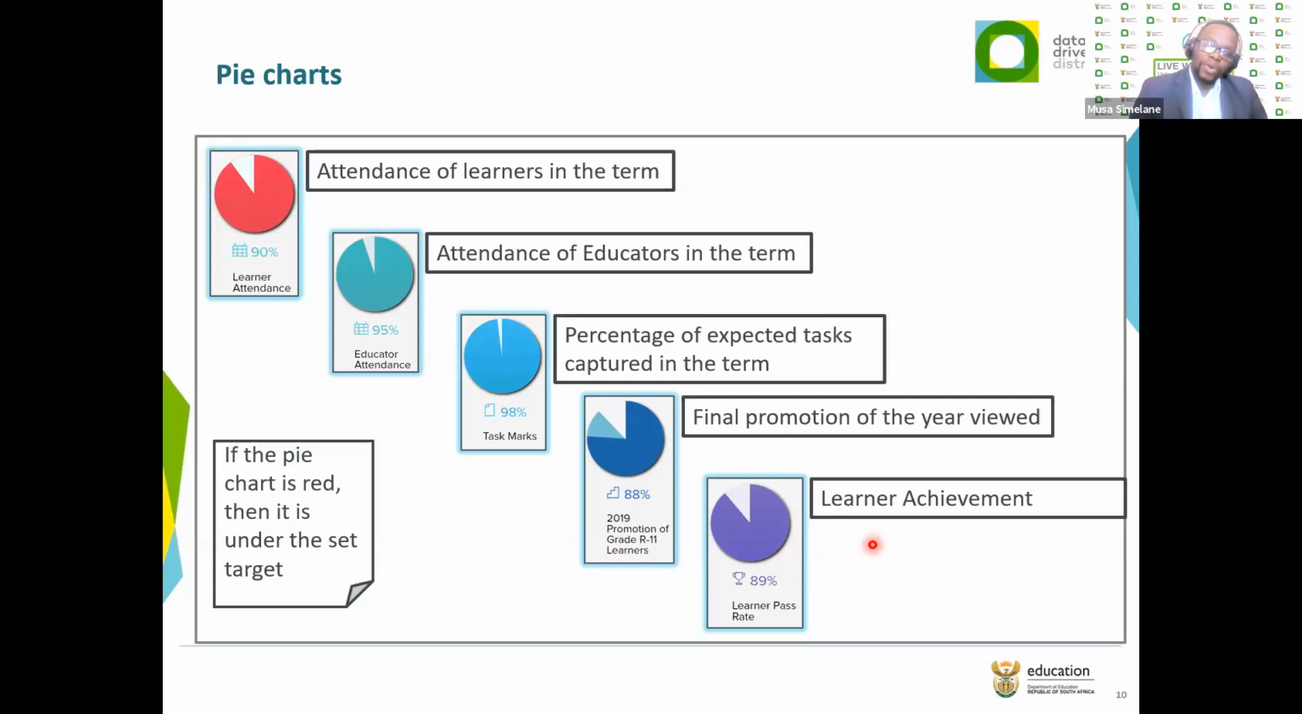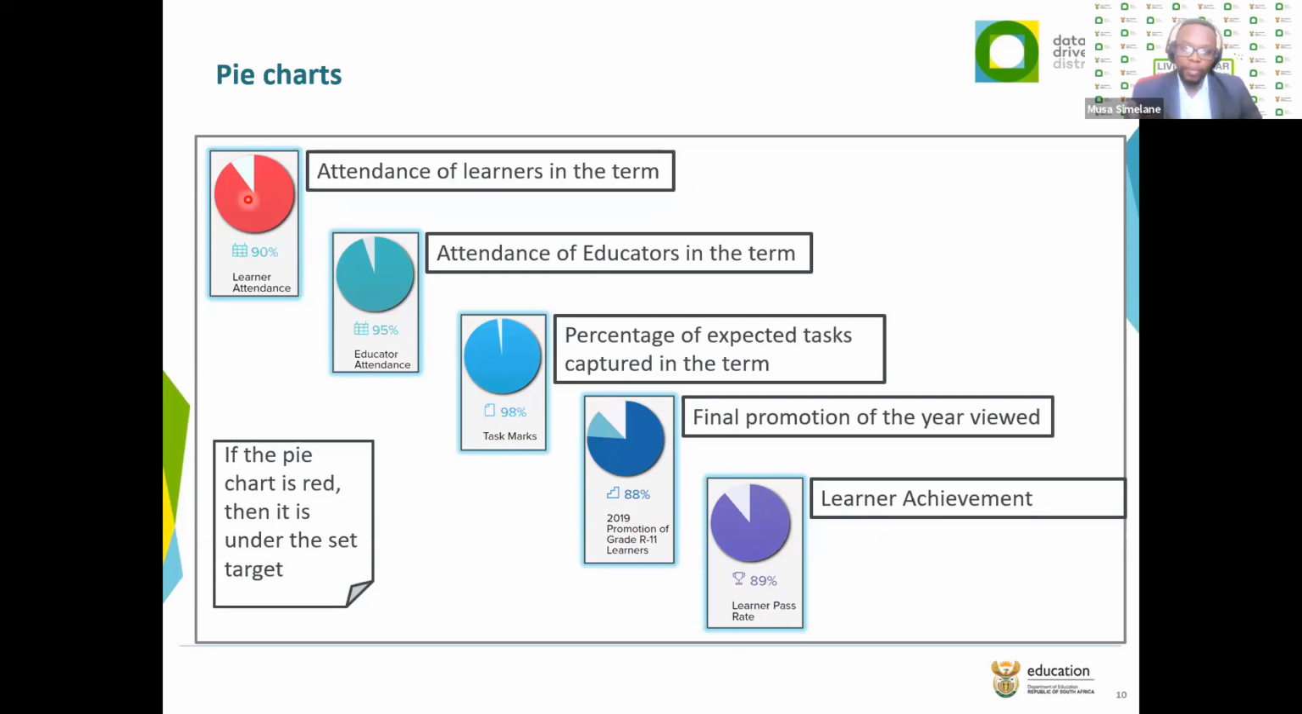Now, before I move away from this page, I do want to get a little bit ahead of myself and say, as I've been saying, these are aggregates, or in other words, these are summaries. All of these pie charts are representing summaries of, for example, the learner attendance.